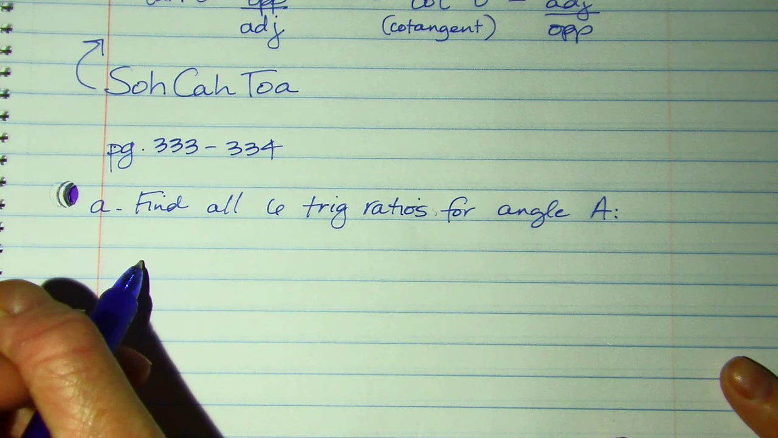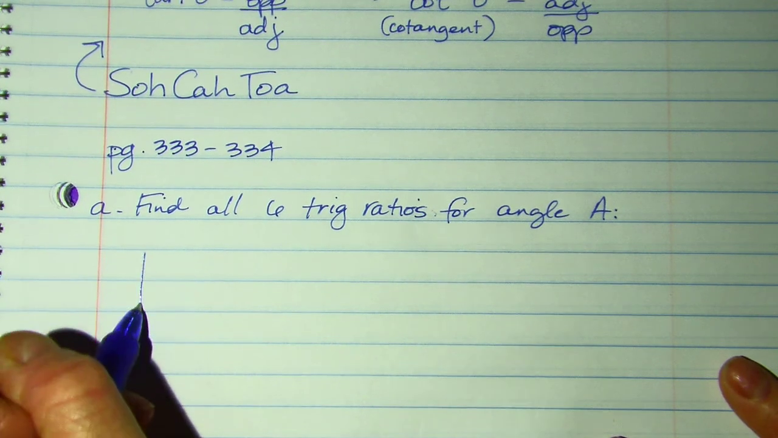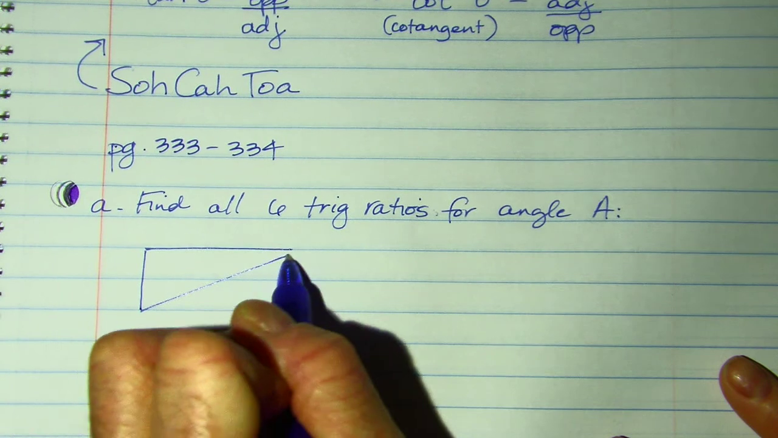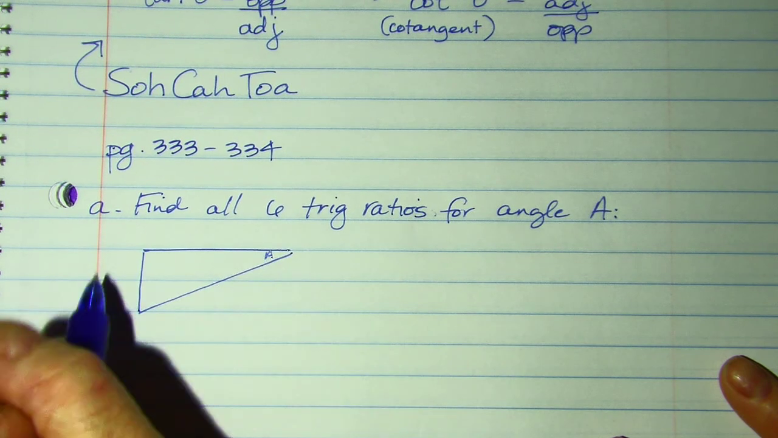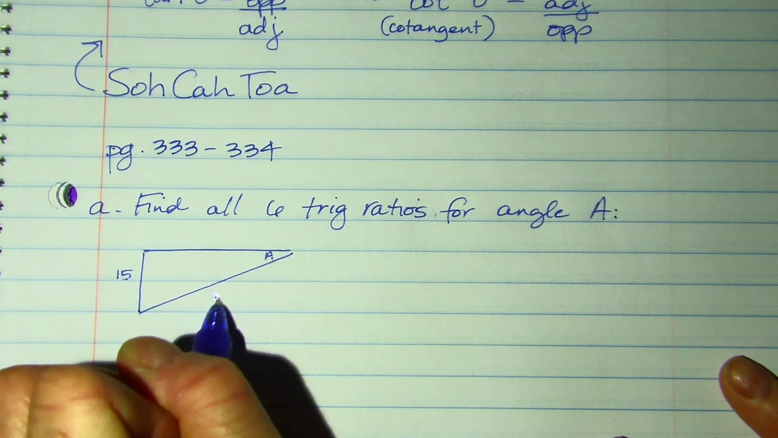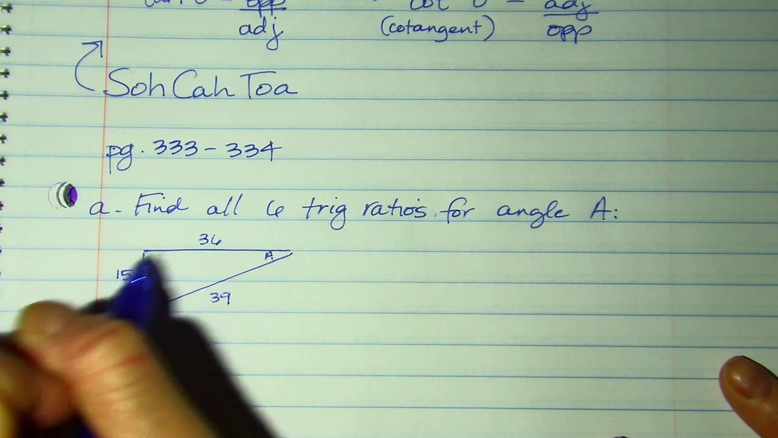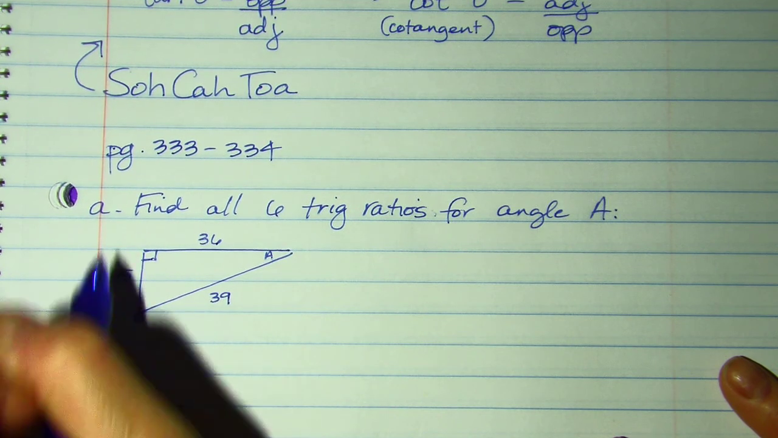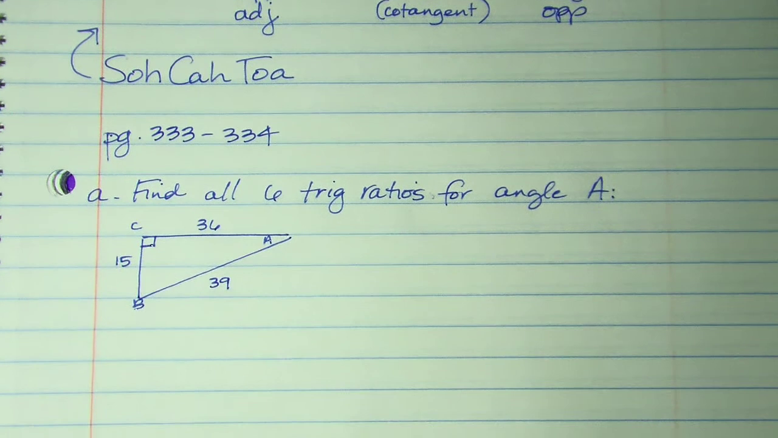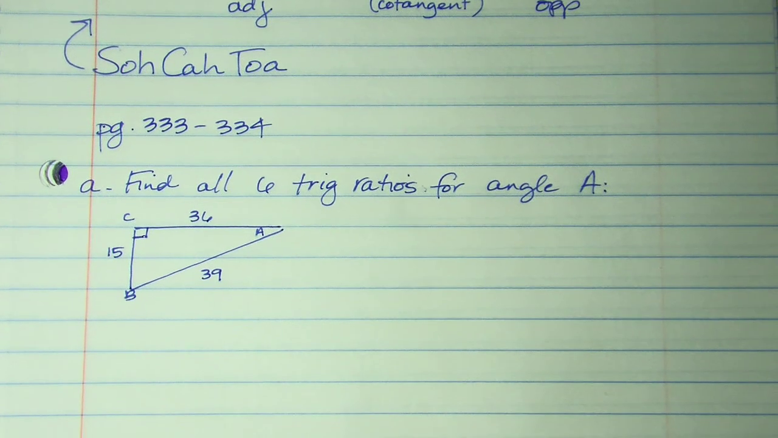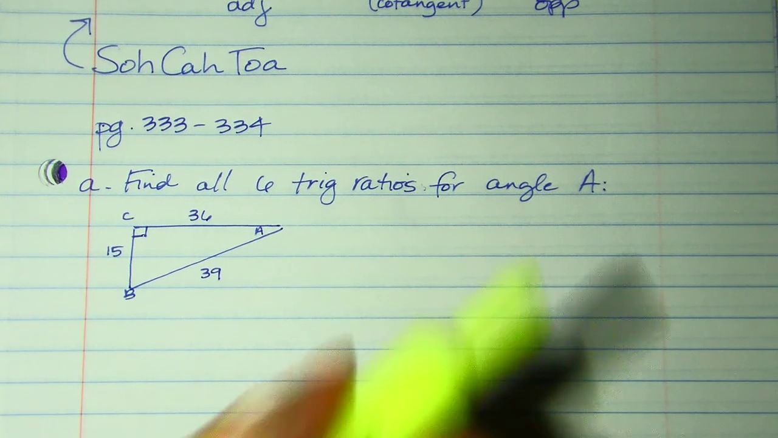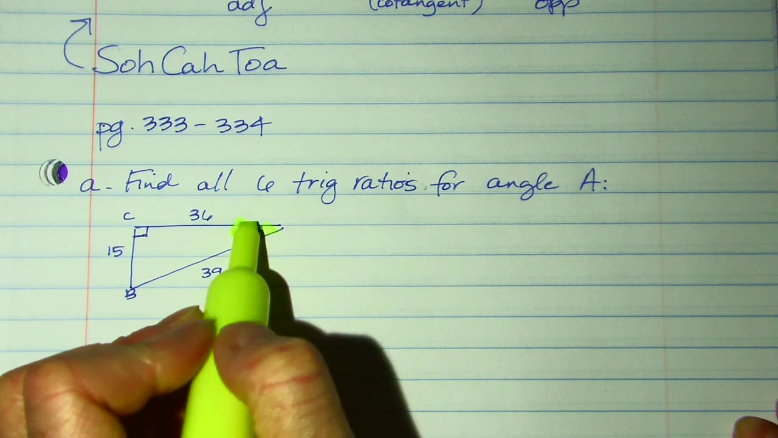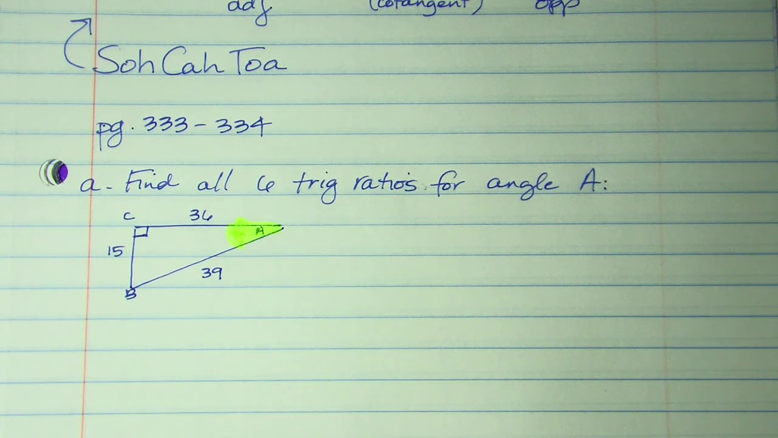So I'm going to draw the following triangle. And here's A. We got 15, 39, 36. Remember that trig ratios only work. This is angle B, angle C. All right, so we're going to write all 6. Notice they put angle A, so I only care about this angle here. I'm not really concerned with B and C. They want me to find it for angle A.